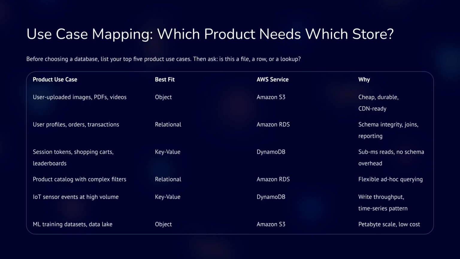To choose the right store, map your top product use cases. For large files like images, S3 object storage is the best fit due to its low cost. For user profiles and transactions, relational RDS provides schema integrity and reporting. For high-throughput lookups like session tokens or IoT data, DynamoDB's key-value architecture offers sub-millisecond reads.